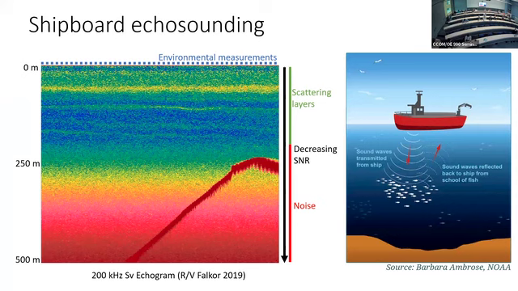And so on the left, you can see an echogram from RV Falkor, downward looking 200 kilohertz. So you're looking 0 to 500 meters on the y-axis. And in the upper 200 meters or so, you can see these coherent filamentous features. Those are the biological layers. These are real scattering layers. These are where the animals are. Below about 200 meters, you see this rainbow ramp up of color. That's just noise, right? So you're not getting any good signal below the upper 200 meters from the system.